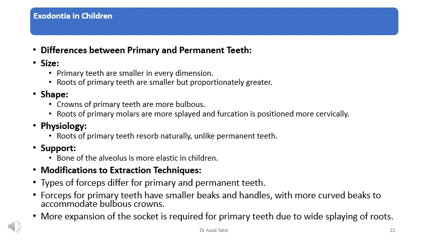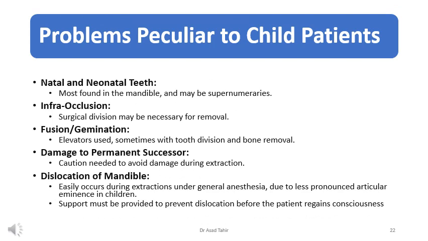Modifications to extraction techniques. Types of forceps for primary and permanent teeth. Forceps for primary teeth have smaller beaks and handles, with more curved beaks to accommodate bulbous crowns. More expansion of the socket is required for primary teeth due to wide splaying of roots. Problems peculiar to child patients. Natal and neonatal teeth.